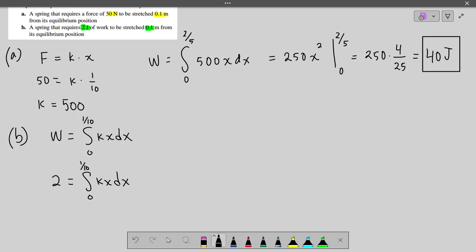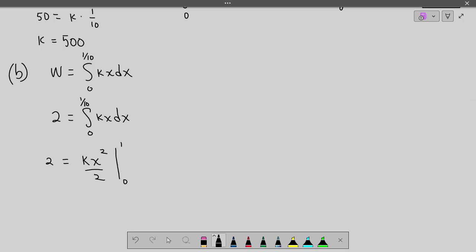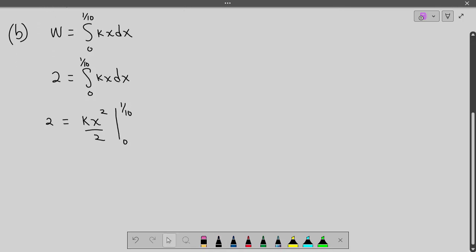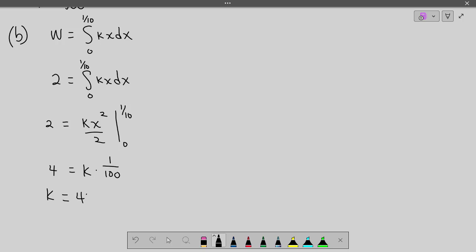So notice that they've sort of given us an indirect way to get to k. We can solve this by integrating, and then we're going from 0 to a 10th. The only unknown is k, right? That x is a dummy variable. That x is going away as soon as we plug in our limits of integration. So I'm going to multiply both sides by 2 to get a 4 on the left. And then x squared, when we plug in a tenth, will be a hundredth. And so this tells us that k will be 400. So a slightly different way to get at that k value.